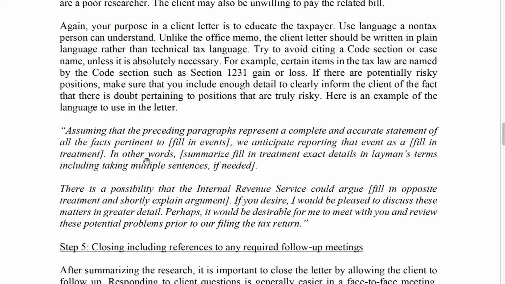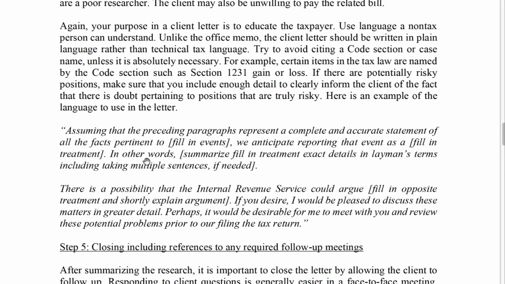Now, if it's favorable for the client and against the IRS, you also want to put something in there, and again, if it's something that could be disputed by the IRS, you want to include that there is a possibility that the Internal Revenue Service could argue that it's actually considered ordinary income, and explain why. Because it might be treated as inventory to you. If you desire, I'd be pleased to discuss these matters in greater detail. Now, if you're researching something that's in line with what the IRS would argue, for example, if you said this was ordinary income because it was inventory, you wouldn't need to put that in there. You would just put, if you desire, I'd be pleased to discuss these matters in greater detail.